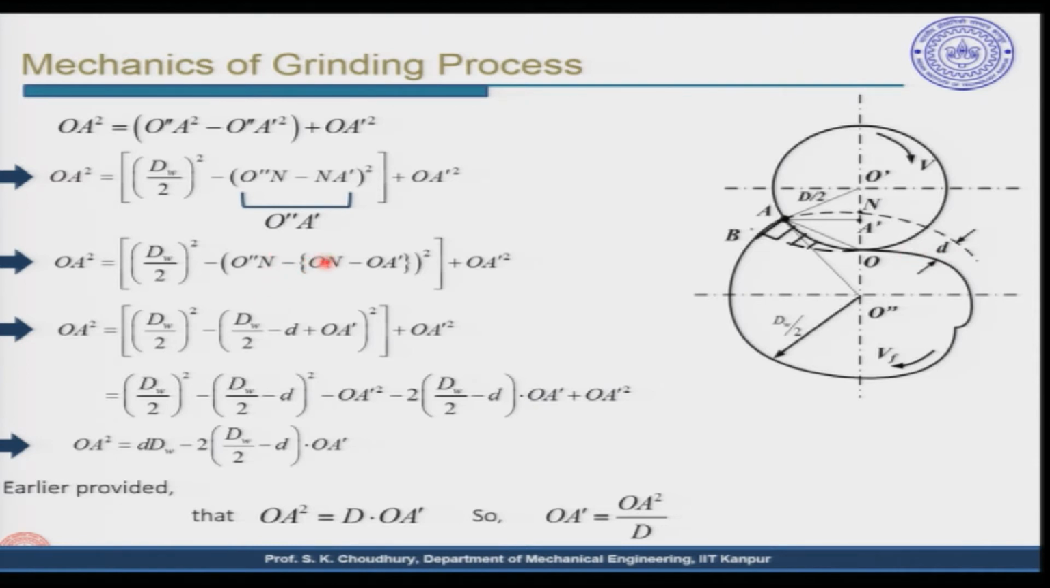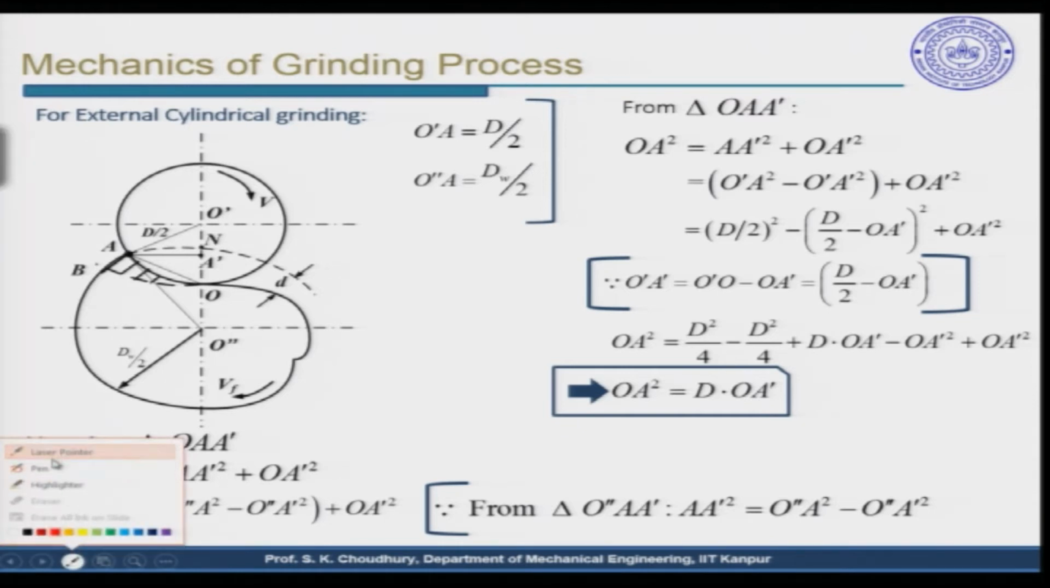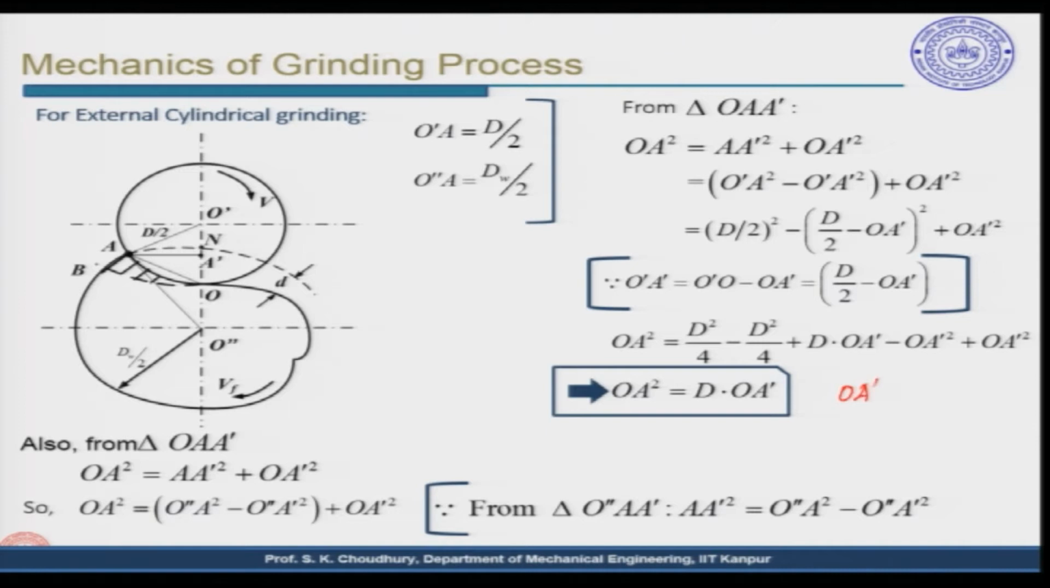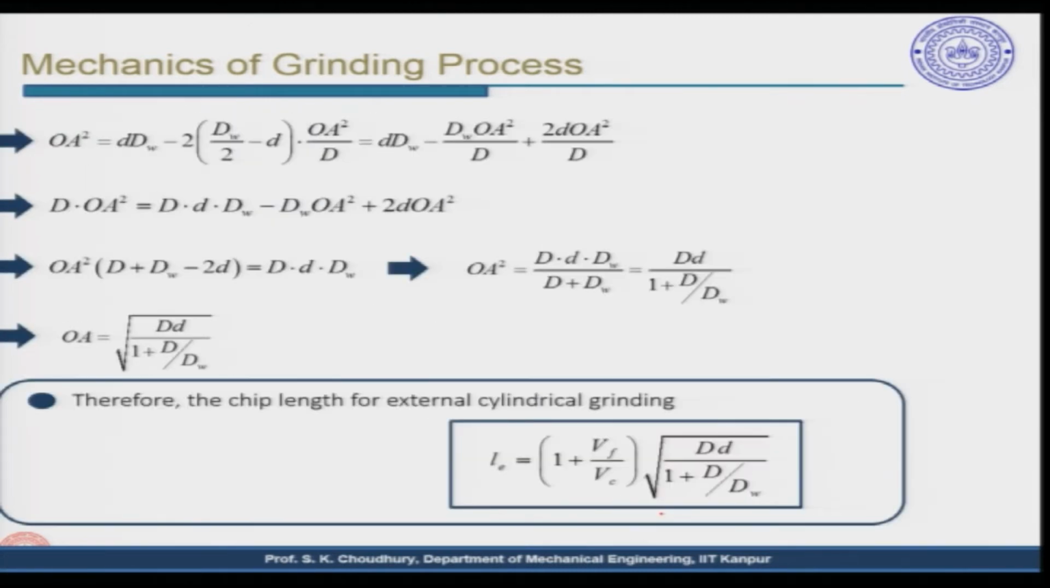Now, therefore, ON, this is the depth of cut, we are putting this value here, and OA prime is remaining. So, finally, what we are getting is that OA square is equal to dw by 2 squared minus dw by 2 minus d into OA prime. Earlier we have proved, if you remember, that OA square is equal to d into OA prime. So, from here we can find out the OA prime value as OA square divided by d, and this value of OA prime we are putting here, and we are getting this equation.